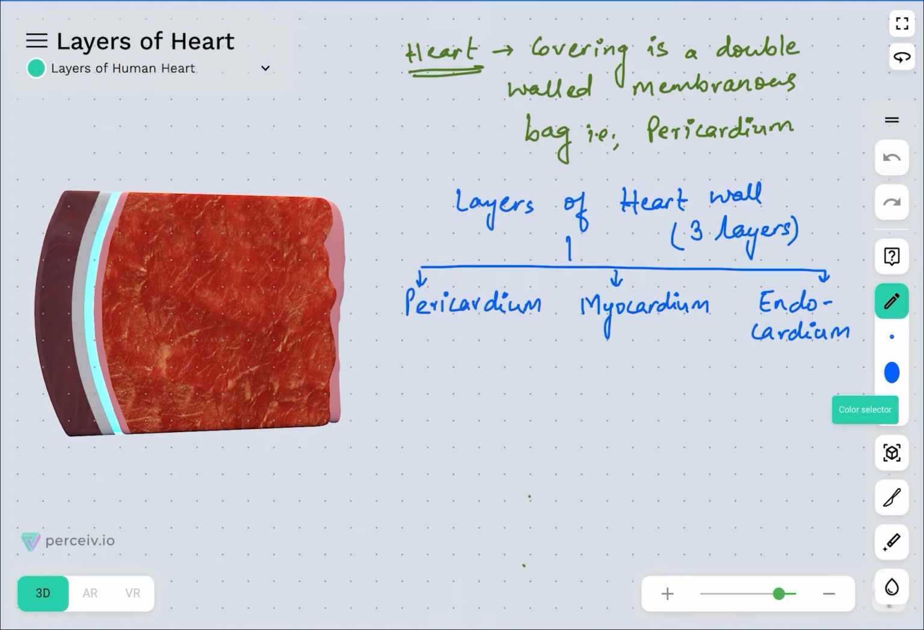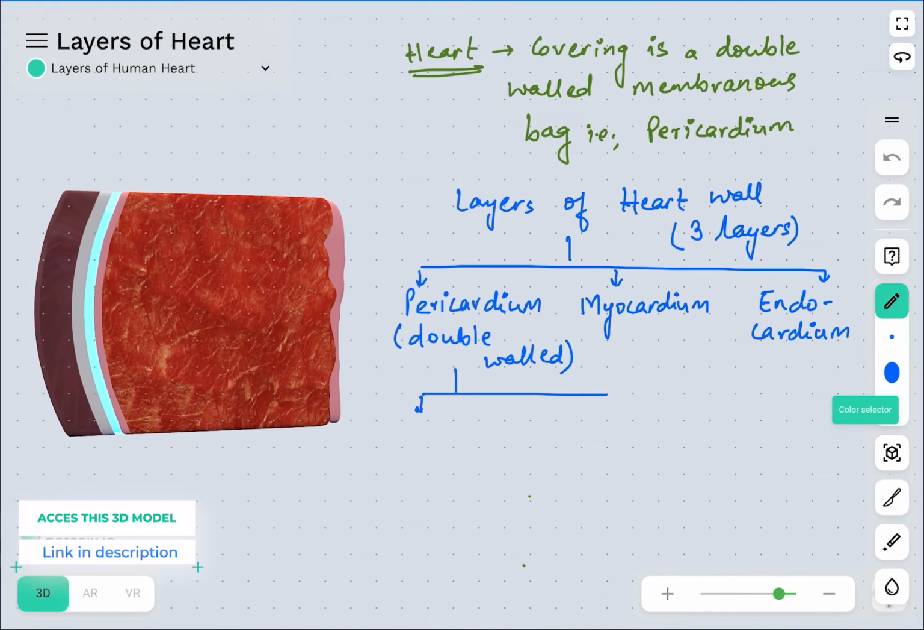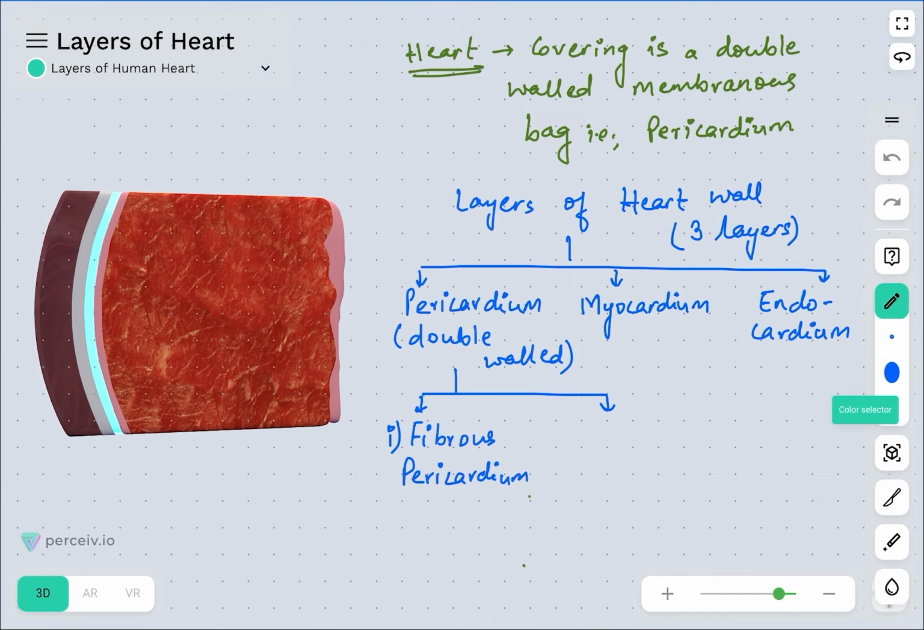Now this pericardium is double walled. So it is double walled because it in turn has two layers in it. Fibrous pericardium and serous pericardium.